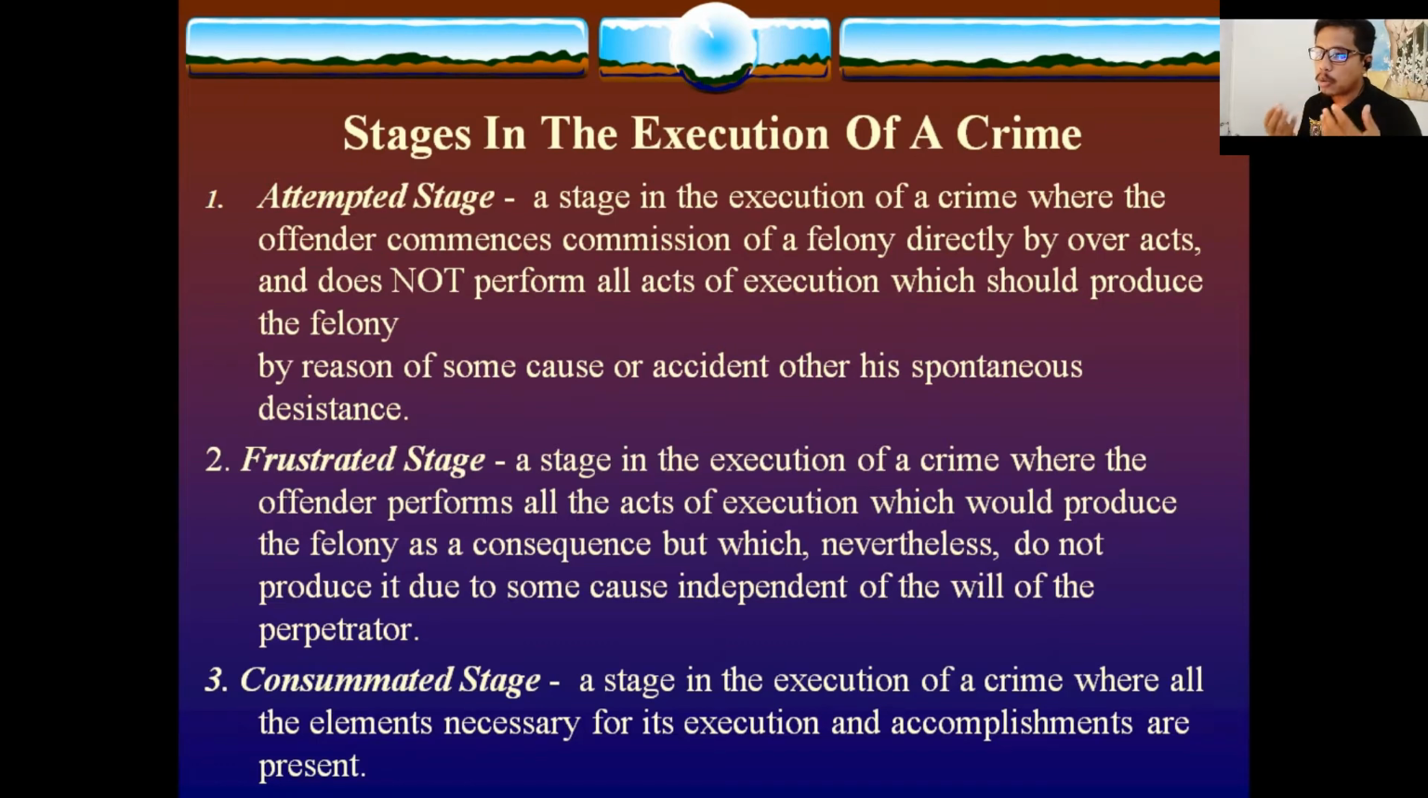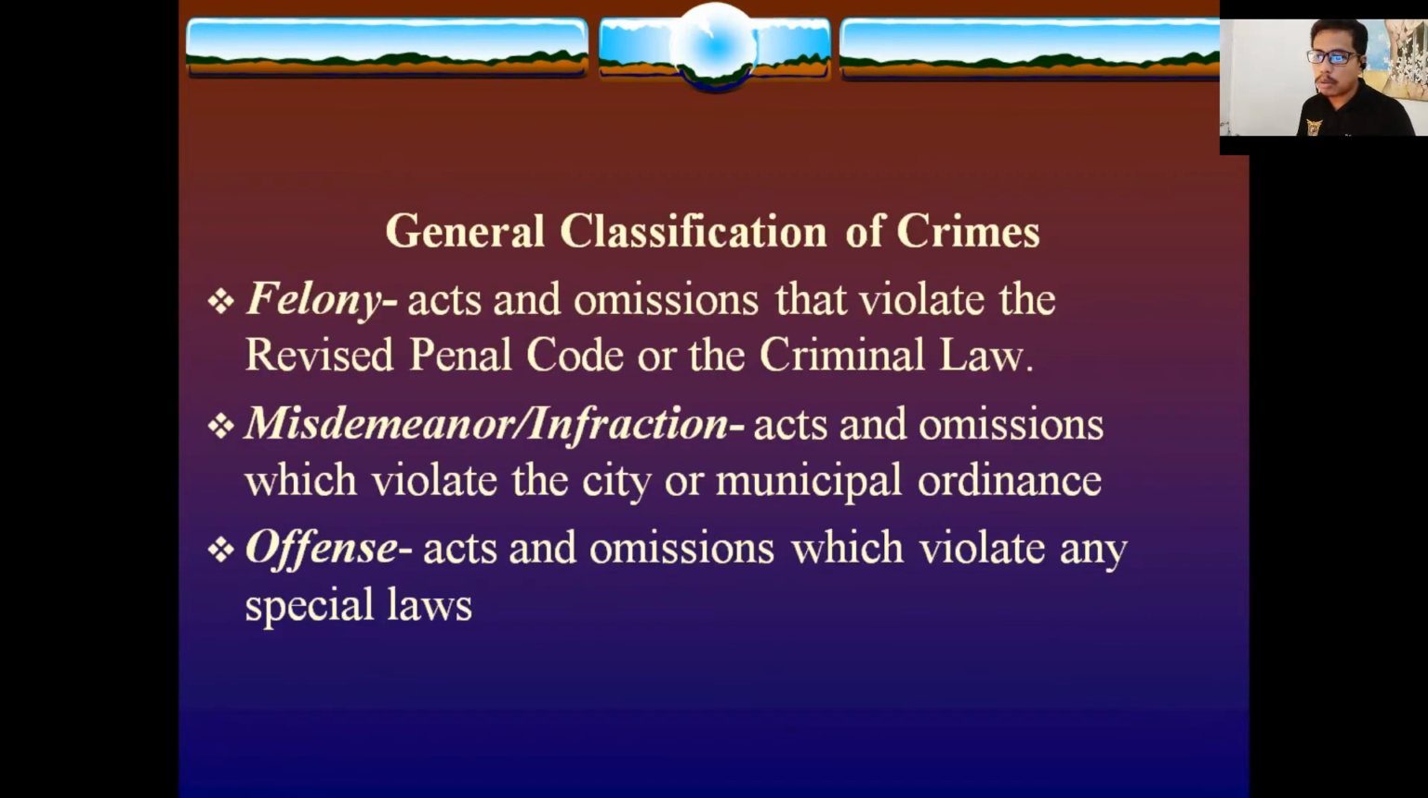In order for us to understand more what is a crime, let us go now to the general classification. There are three general classifications of crimes. A crime could be considered as a felony, a misdemeanor or infraction. These are two terms that are the same, misdemeanor and infraction. The third one is offense. I hope when you reach fourth year level or when you graduate, you will still remember this general classification of crimes because these are very important.